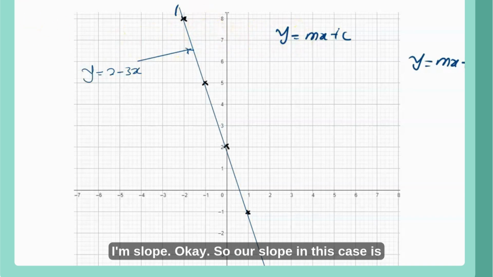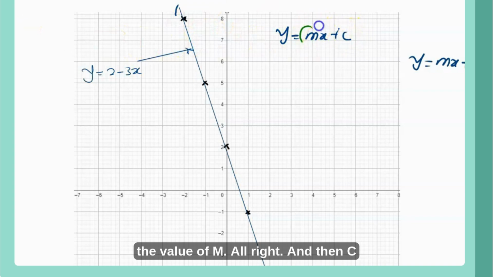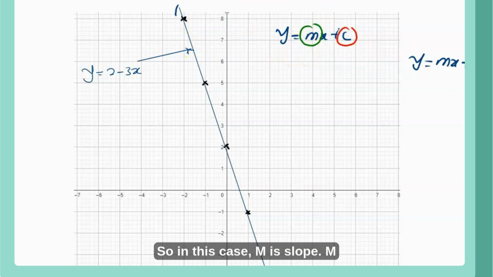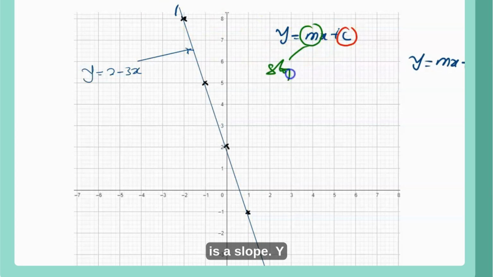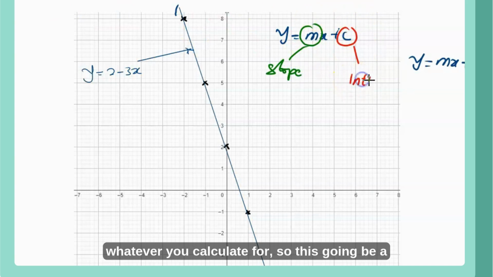Okay, so our slope in this case is the value of m, and c is our intercept. So m is the slope, and c is the intercept. Whatever you calculate for, this is going to be our slope.